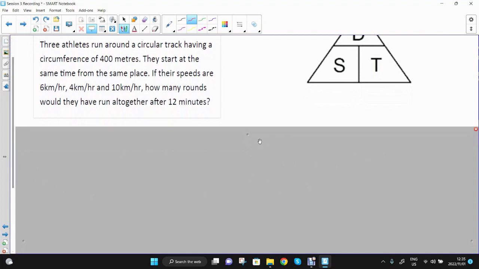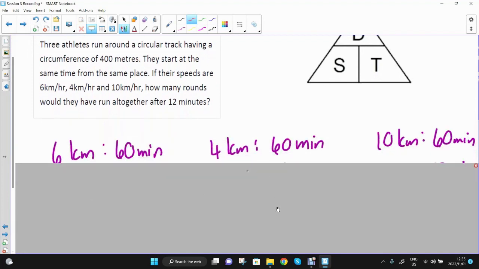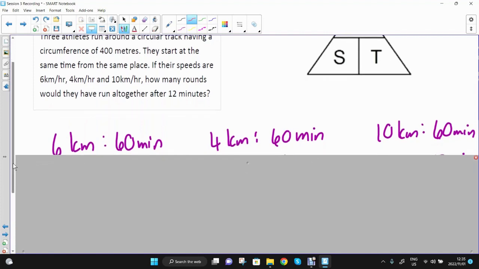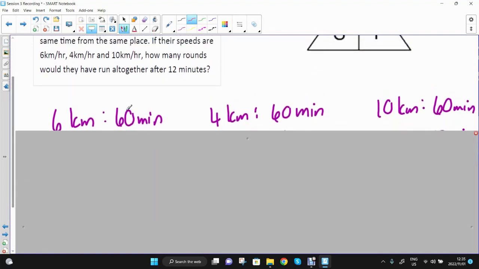So again, lots of ways to solve this, but I'm going to use ratios. That is the quickest way to go about getting the answer. So I wrote down all 3 ratios of the first person, second person, and third person, and I converted all the hours to minutes, as the answer that they want is also in minutes, 12 minutes.